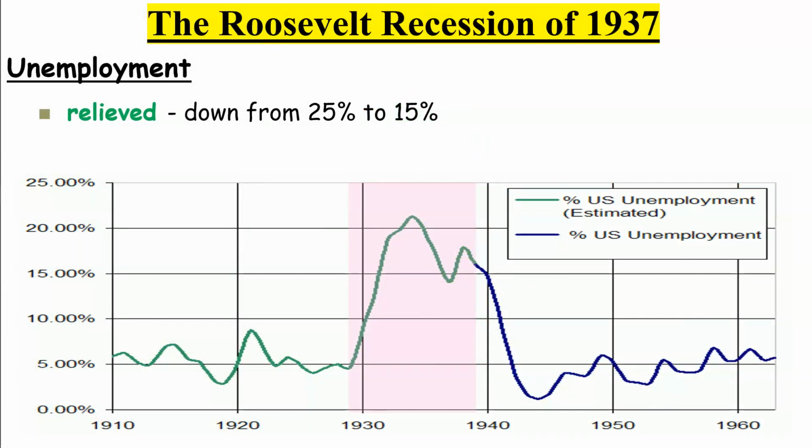Unemployment. There is an improvement in unemployment, right? Here's when the New Deal comes in, right? Right about 1932.